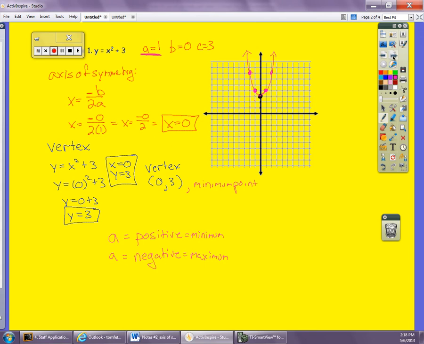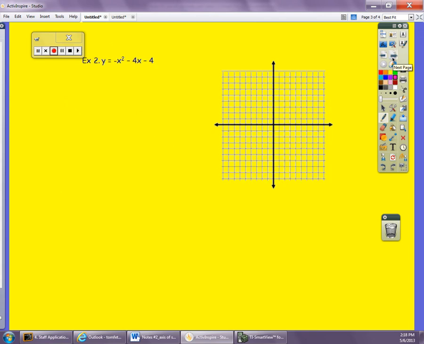So if we look at example 2, we have y equals negative x squared minus 4x minus 4. We can label a, b, and c. We can say that a is negative 1, b is negative 4, and c is also negative 4.